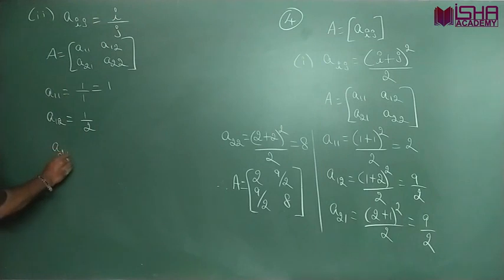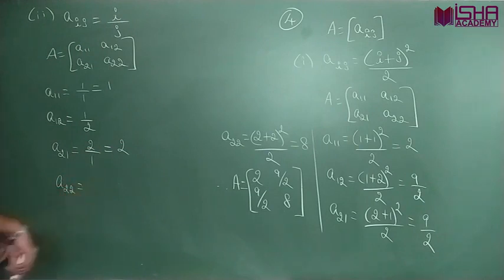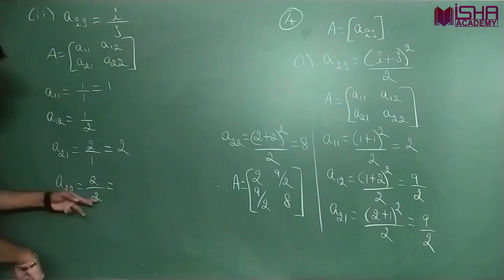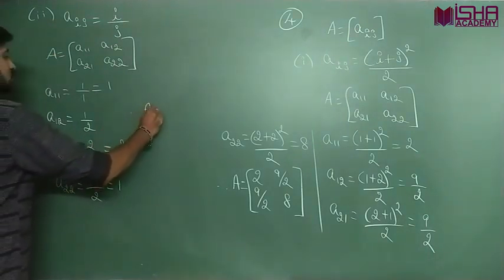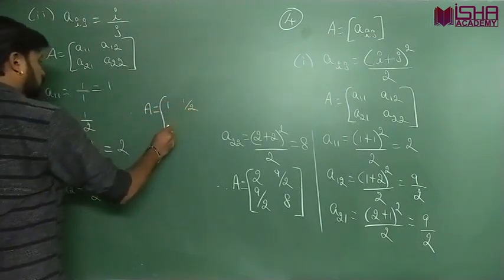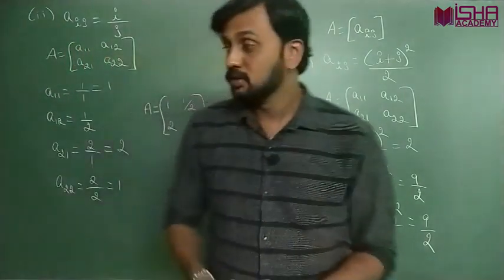Next, A21. If we put 2 for i and 1 for j, what happens? So 2 by 1 which is equal to 2, and the last element A22. So 2 by 2, just substituting the values, nothing else. So that is equal to 1. So therefore your matrix A is nothing but the elements 1, 1 by 2, 2, 1. Is that clear? So check it correctly.